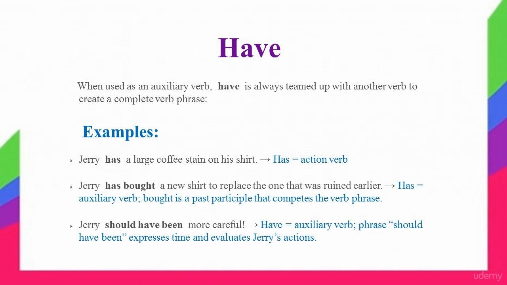Jerry has a large coffee stain on his shirt. Has is an action verb here. Jerry has bought a new shirt to replace the one that was ruined earlier. Has is an auxiliary verb here. Bought is a past participle that completes the verb phrase. Jerry should have been more careful. Have again is an auxiliary verb here, and the phrase should have been expresses time and evaluates Jerry's actions.